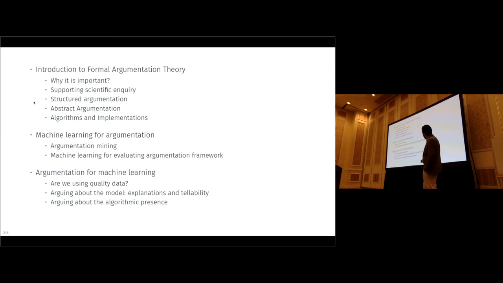We then talked about machine learning for argumentation, and in particular the two magic boxes: creation of arguments, in particular from natural language text, so the realm of argumentation mining, and machine learning for supporting the evaluation of argumentation frameworks, that was magic box two. And finally, we talked about argumentation for machine learning and trying to answer questions about how we can support the choice of quality of data. That comes back, once again, to the beginning of what we discussed earlier this morning. Explanations and tellability in terms of a dialogue that can happen between a human and an autonomous system, and whether argumentation can be supportive for making transparent the presence of algorithms in decisions down the line.